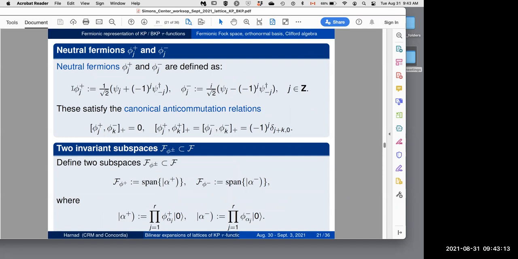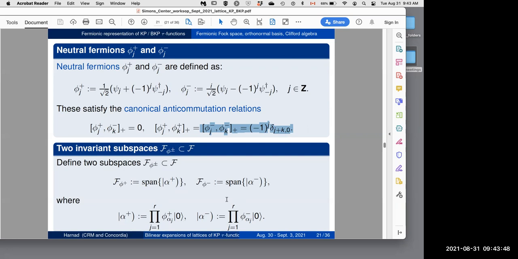I'm not going to go through the details, but basically we take a subspace amongst the spaces involved. These are spanned by linear elements, which are called neutral fermions, and they're these linear combinations. There are two types: psi j plus a certain sign times psi dagger minus j, or minus the same thing. These two commute. They don't see each other. They're independent, and they satisfy these Clifford relations. This goes back to the early 1980s, the Kyoto school.